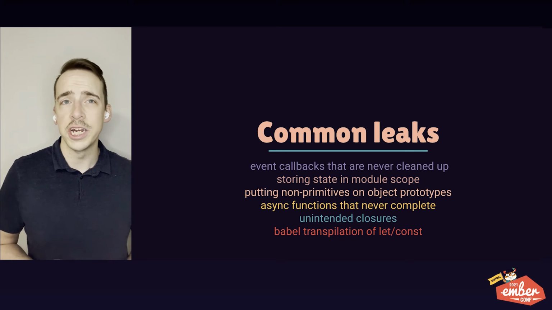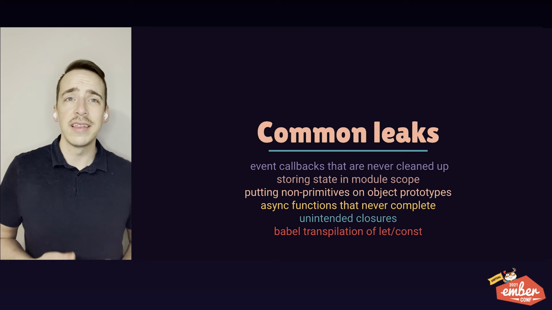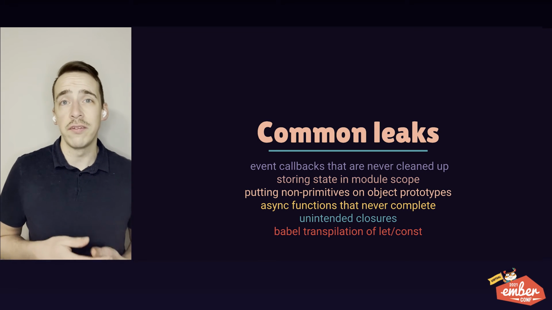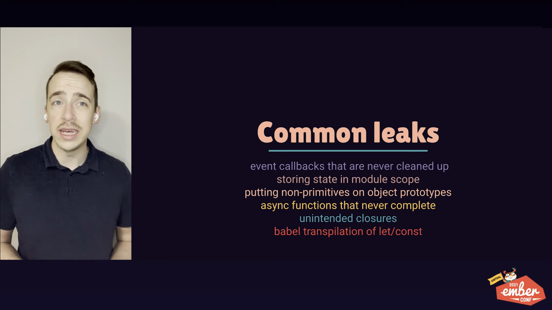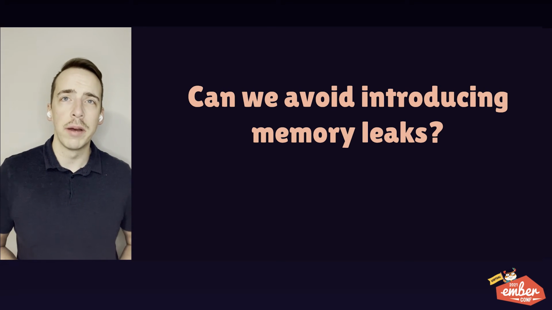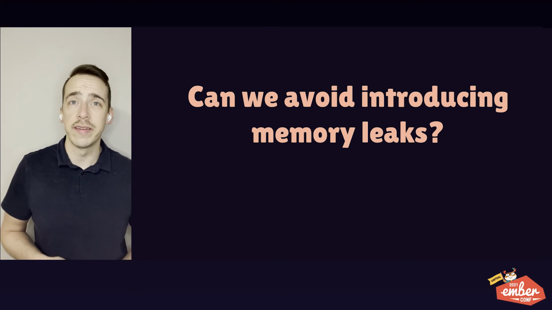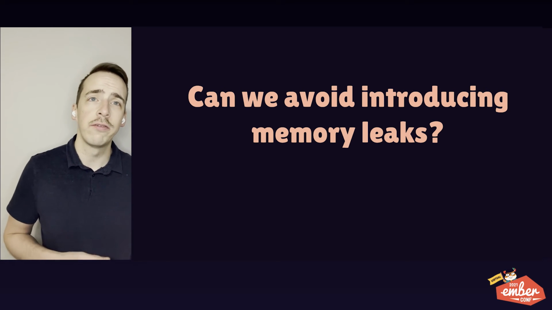Manually capturing allocation timelines and sifting through heap snapshots is basically the state of the art for finding and fixing memory leaks in our apps, assuming that we even know we have a leak in the first place. Like pretty much any other bug, memory leaks are much easier to introduce than they are to find and fix. And it's best if we can just avoid introducing them in the first place.